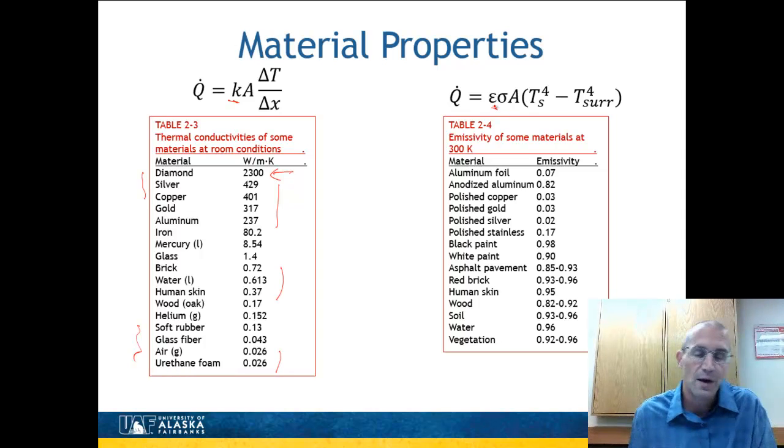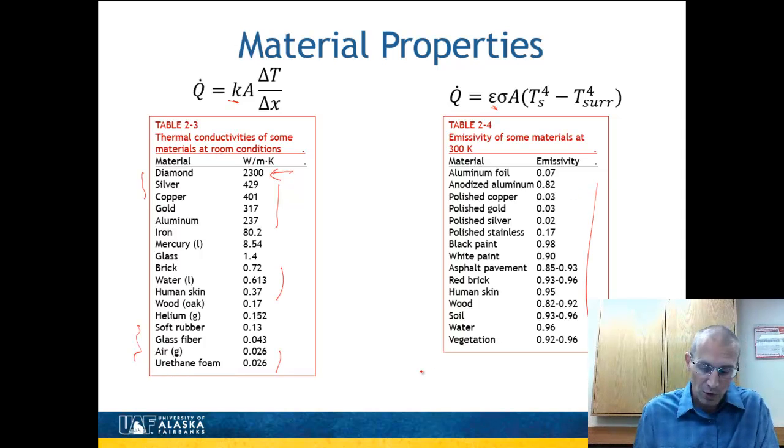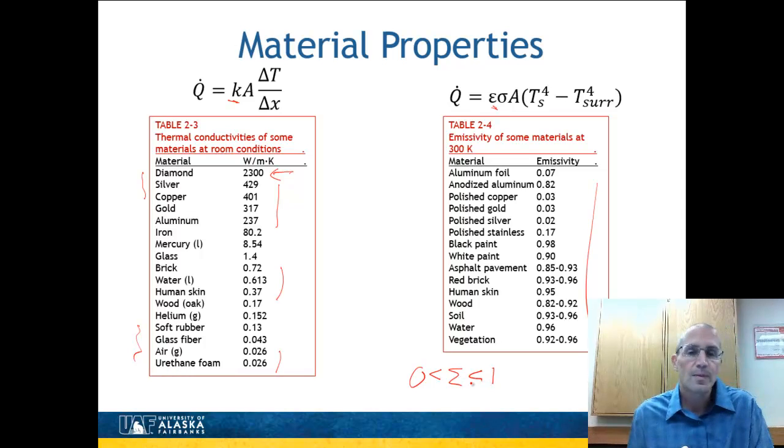Remember, that is this value epsilon in the radiation equation. This describes how well photons are able to leave the material. And so you'll find out that there's a range of emissivities, but they are all between 0 and 1. So very low values of emissivity means that the photons are not able to leave the material very well. High values of emissivity means photons are able to leave fairly easily.